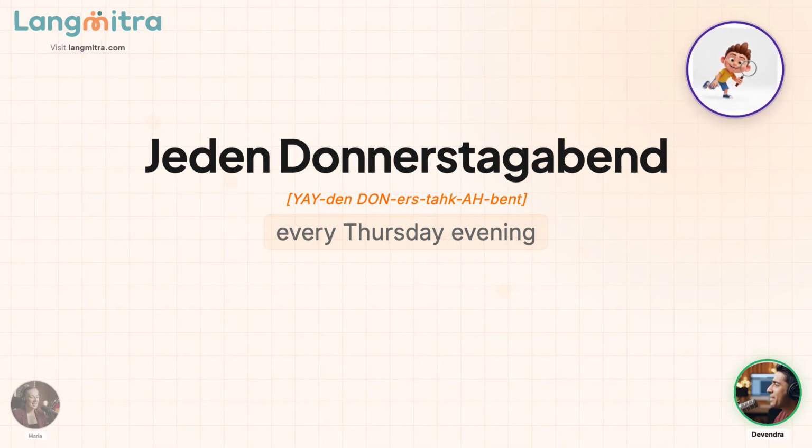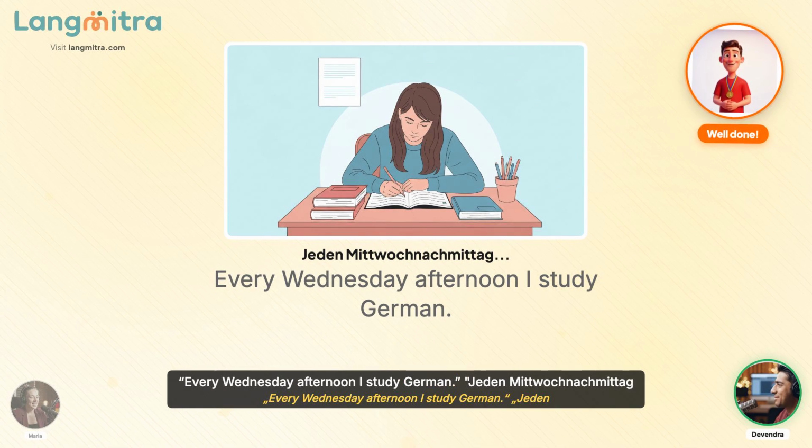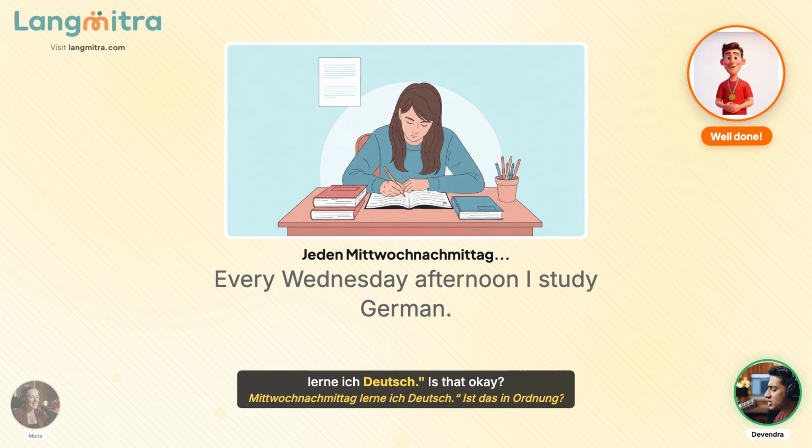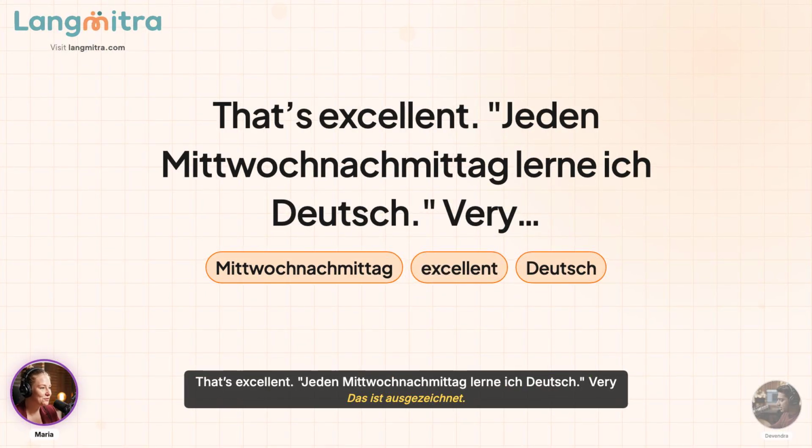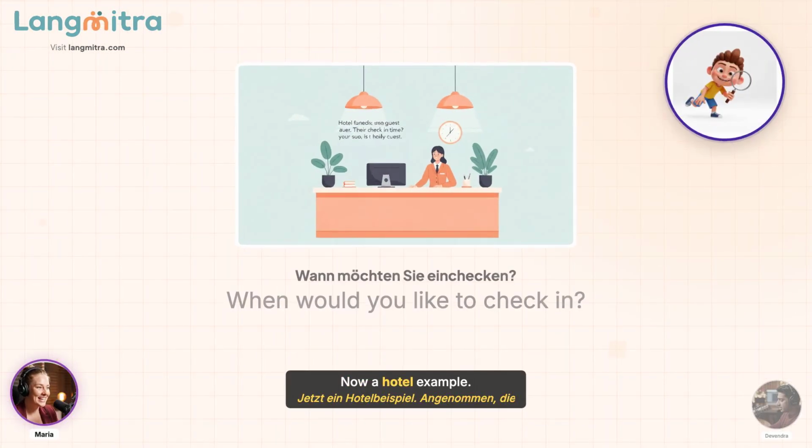Let me try a routine. Every Wednesday afternoon I study German. Jeden Mittwochnachmittag lerne ich Deutsch. Is that okay? That's excellent. Jeden Mittwochnachmittag lerne ich Deutsch. Very natural. Nice. Now a hotel example.